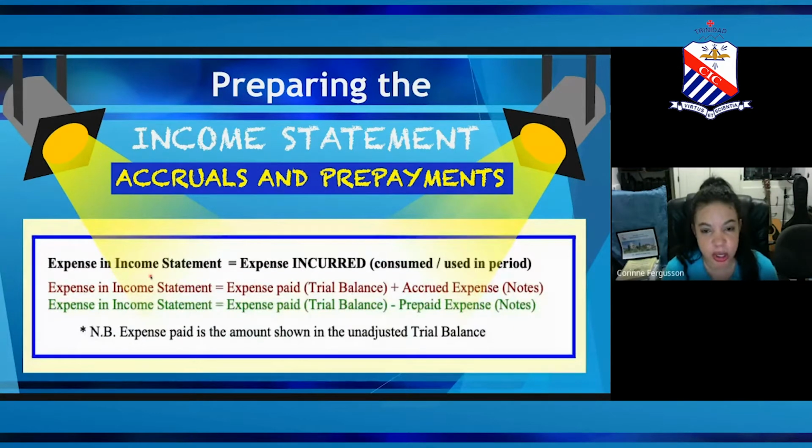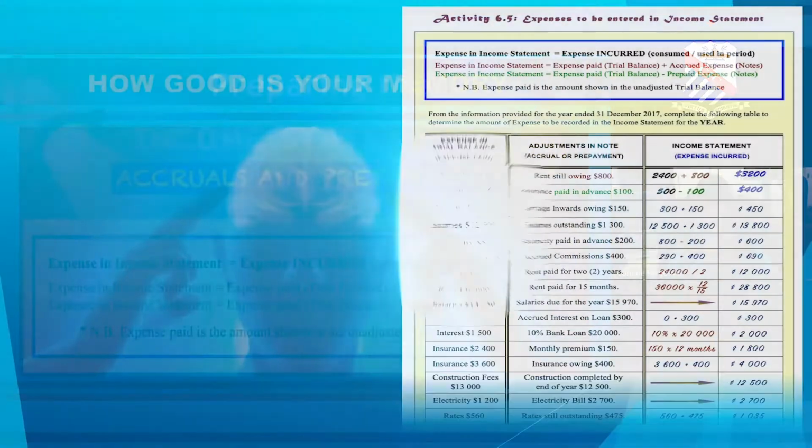So this is in your workbooks, this little note, and as you can see, it says if you want to find what is the expense that goes into the income statement, it is the expense paid, which you find in the trial balance, add the accrual, right? And if you want to find the expense in the income statement and there's a prepayment, it will be the expense paid, which is in the trial balance, minus the prepayment.